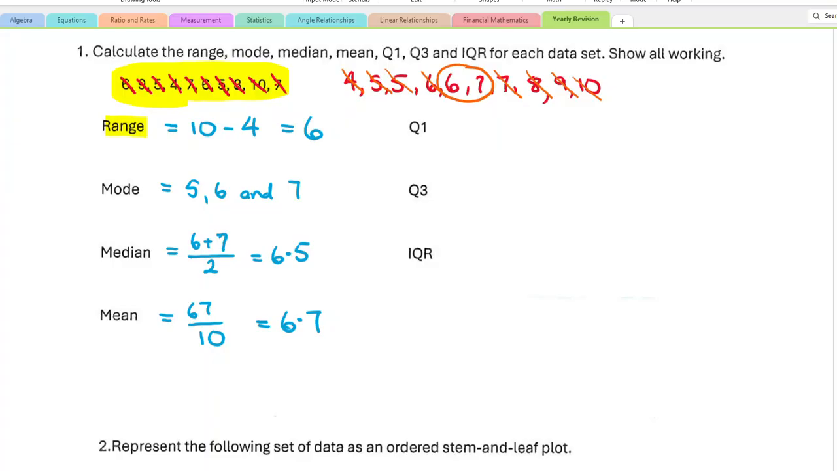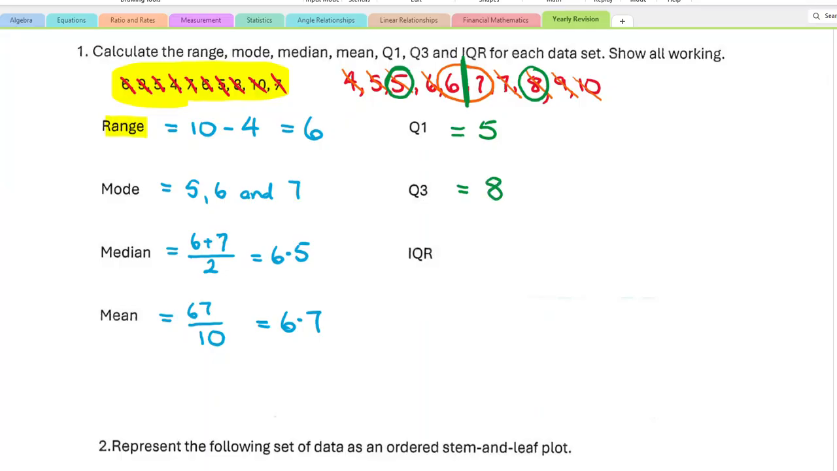Now for the quartiles. Q1 is the middle of the lower half. Now when I found my median, it was between the 6 and the 7. So the 6 needs to be included, and there are 1, 2, 3, 4, 5 numbers below that middle line and 5 numbers above that middle line. The middle of those 5 numbers would be the 5. So Q1 is 5. The middle of the upper 5 numbers would be the 8. So that's the Q3. Q3 is 8.